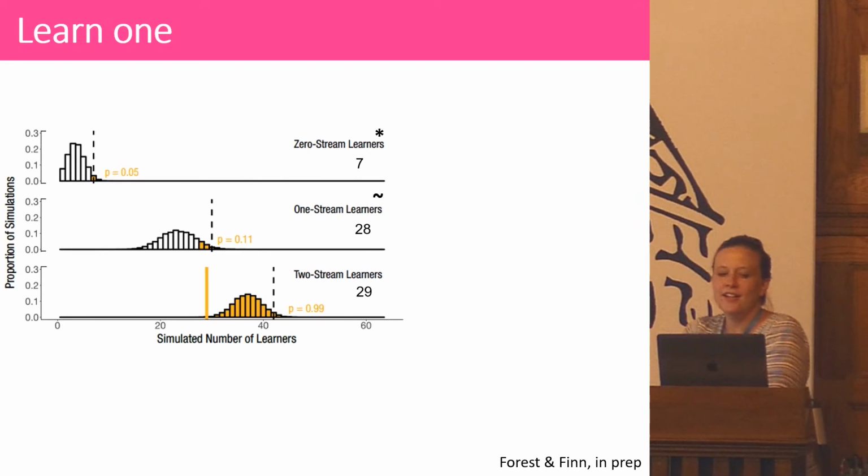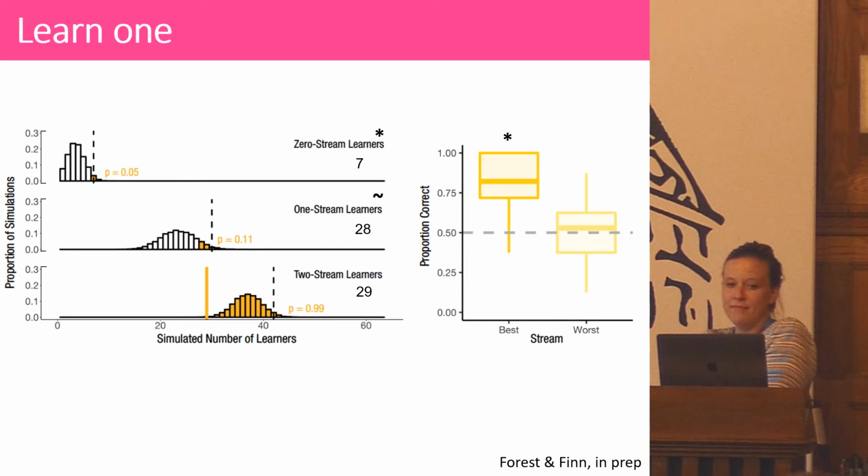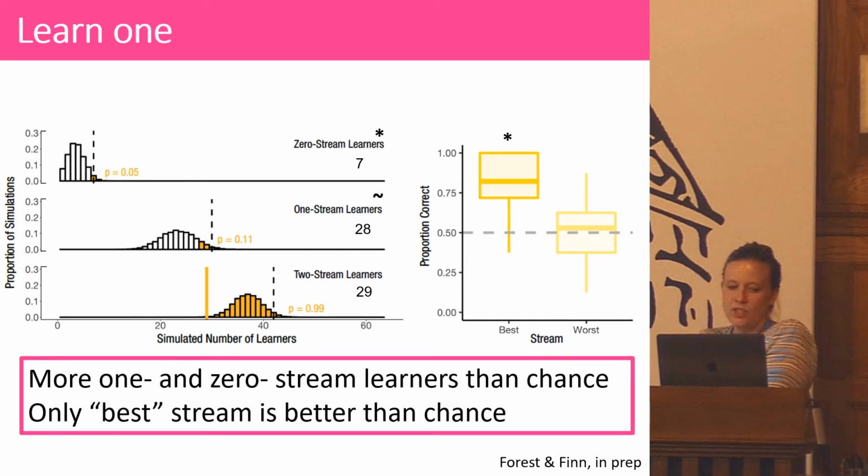And what we observe here is now we have evidence to reject the null for the 0-stream learners. So this manipulation actually weirdly produced more 0-stream learners than we would expect by chance. So there's 7 of them. We almost have evidence to reject the null for the 1-stream learners, and we definitely can't reject the null for the 2-stream learners. And what we see here is, again, very good performance on the best stream as opposed to the worst stream. And so we have more 1 and 0-stream learners than chance, and only the best stream is better than chance.